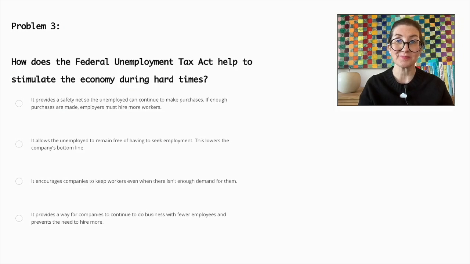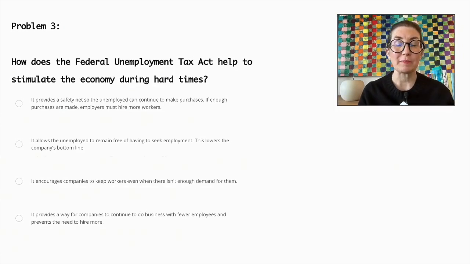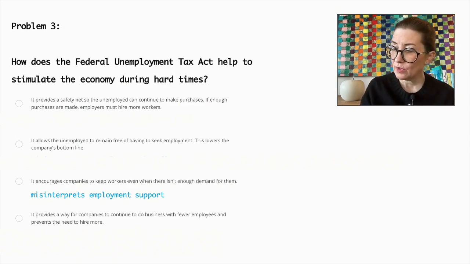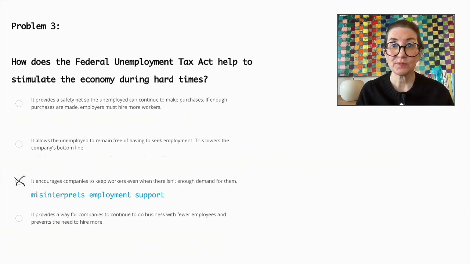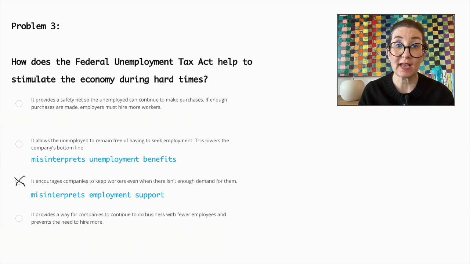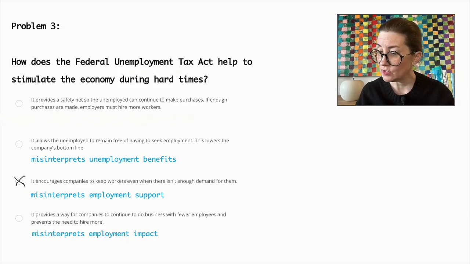The Federal Unemployment Tax Act does not encourage companies to keep workers when there isn't enough demand. So let's cross that out. It doesn't allow the unemployed to avoid job seeking either, nor does it help companies operate with fewer employees. So let's cross those out.